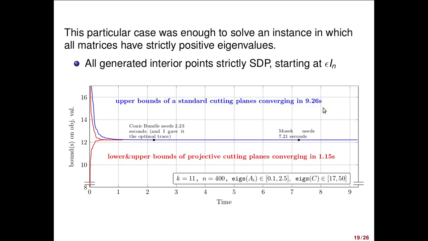9.26 seconds because even if it finds the optimal solution quite rapidly, it takes a lot of time, it needs a lot of cutting planes to prove it is optimal. Here Mosek needed this time 721 and the conic bundle needed 2.23. But thanks to the fact that the new method generates both lower and upper bounds, the projective cutting planes converge in 1.15 seconds. So it was my first test that encouraged me to continue.